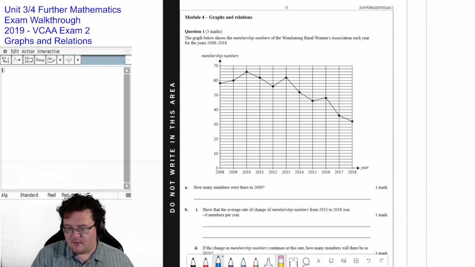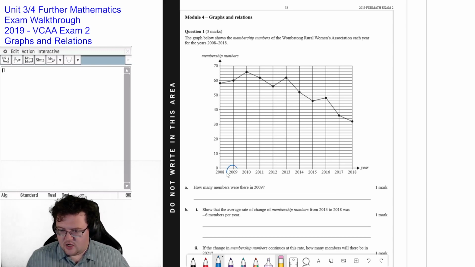Question A, how many members were there in 2009? Well, 2009 is there. Scroll up. There's the dot. What's it next to? 60, 60, done.